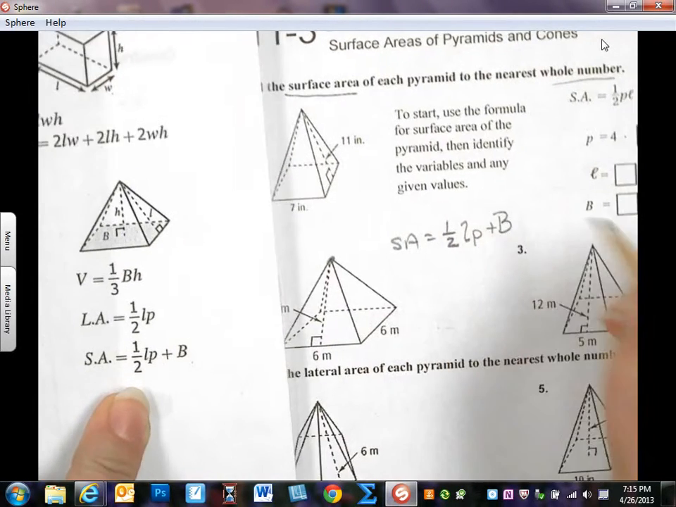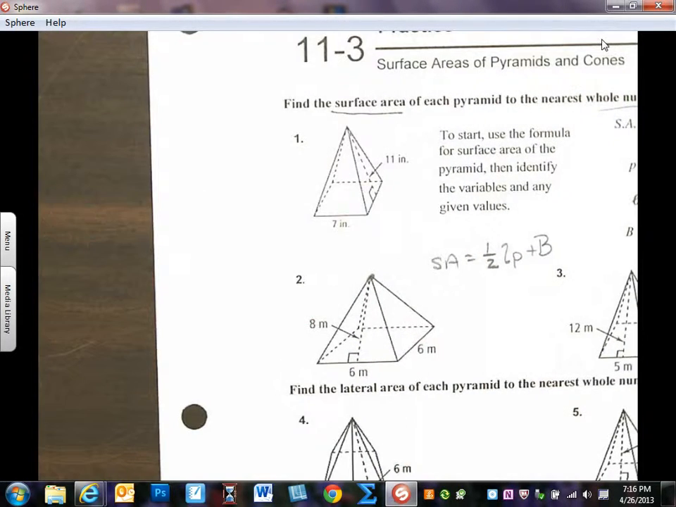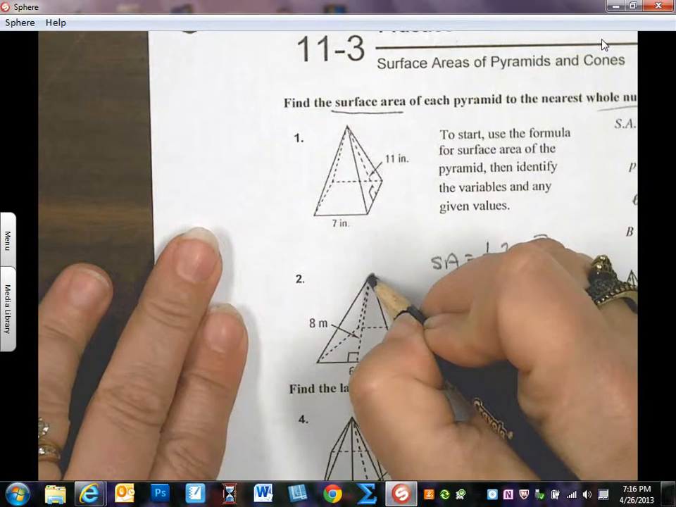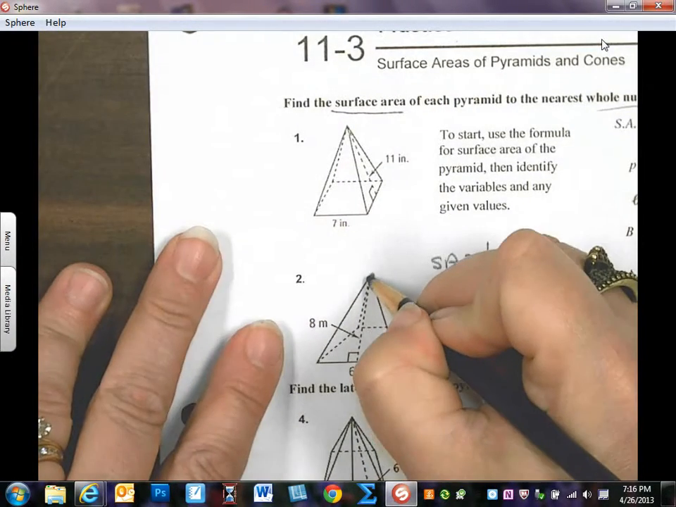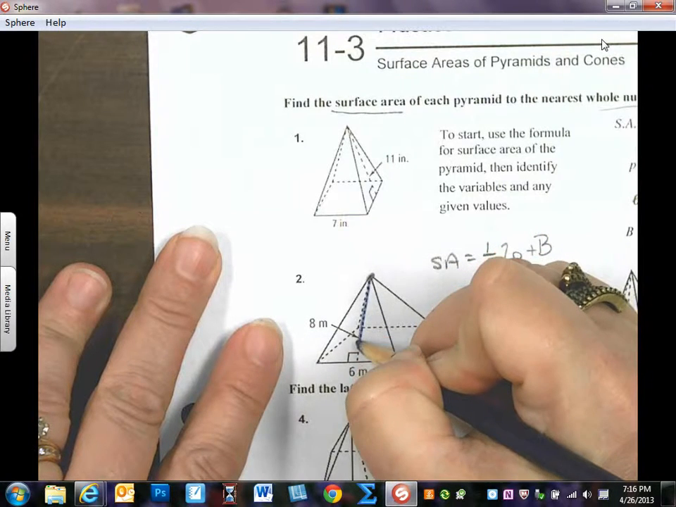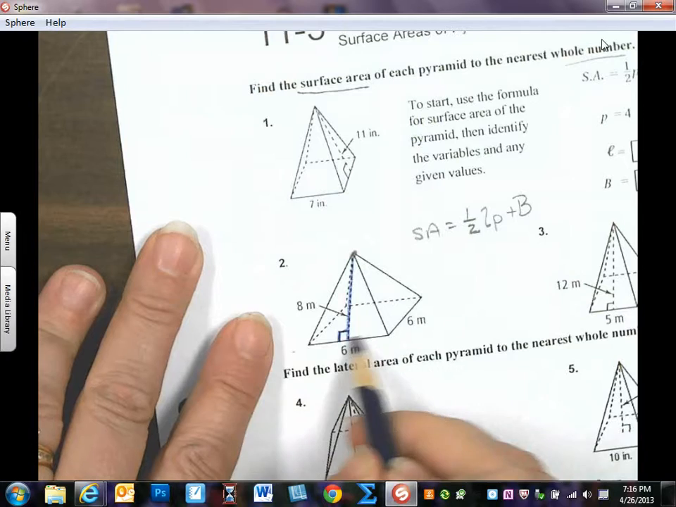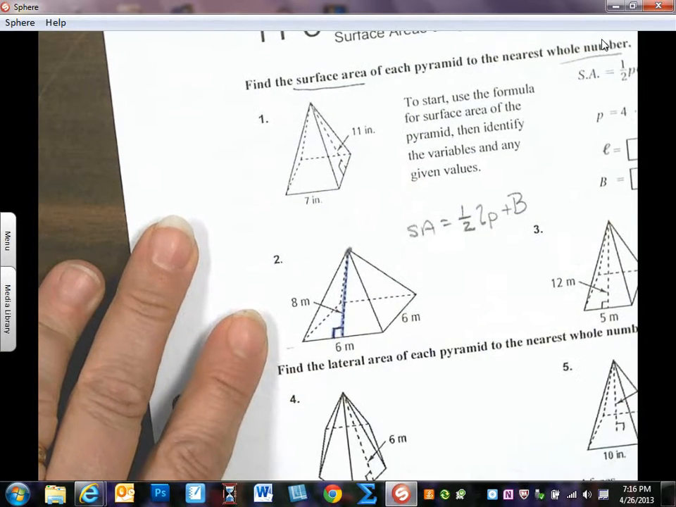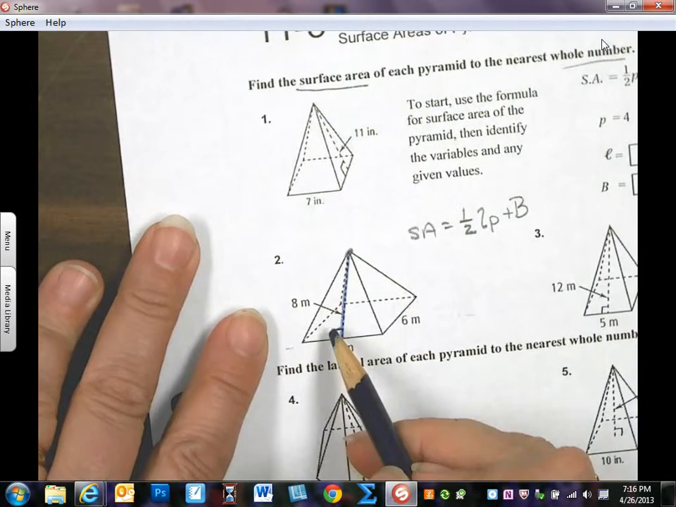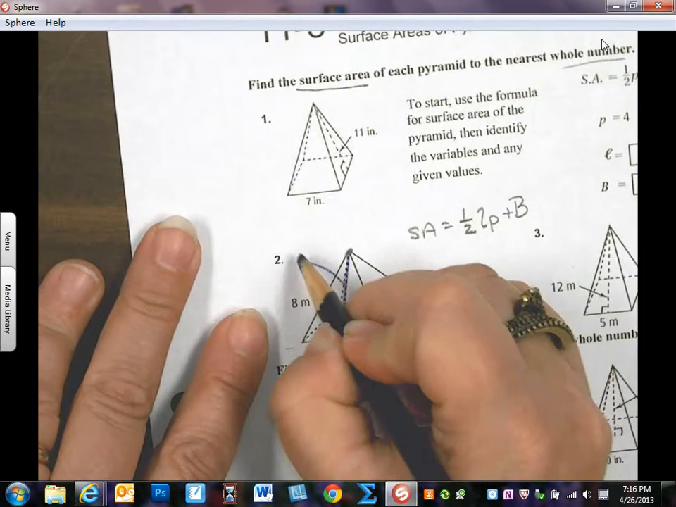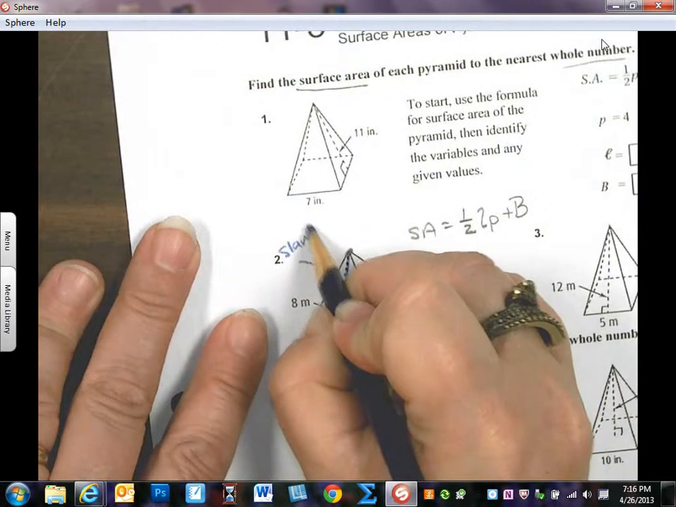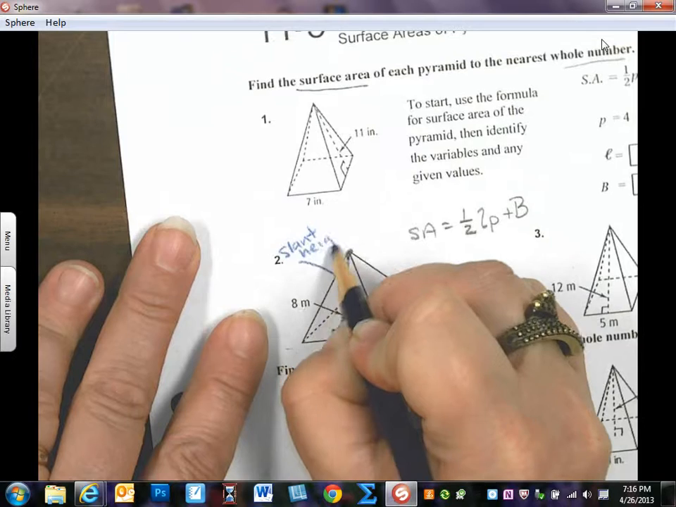B. Now remember, L is your slant height. Slant height, remember that's the story I told you where we're at the top of the pyramid, and we ride down, and we make a perpendicular to the side here, and it also bisects the side. And that is called your slant height. Okay?